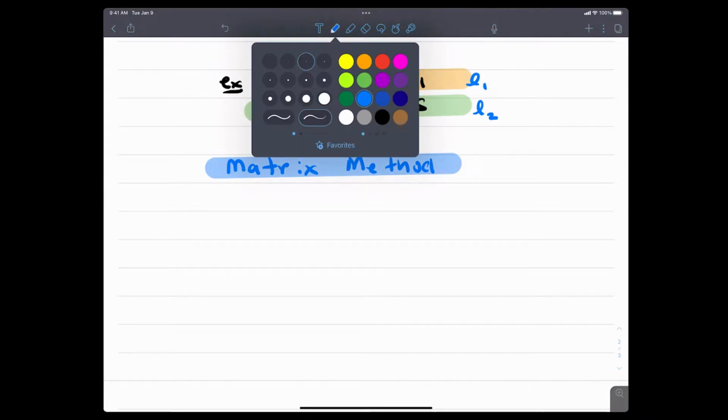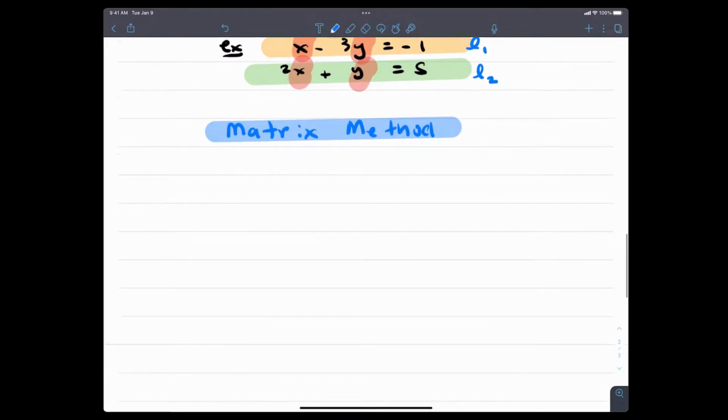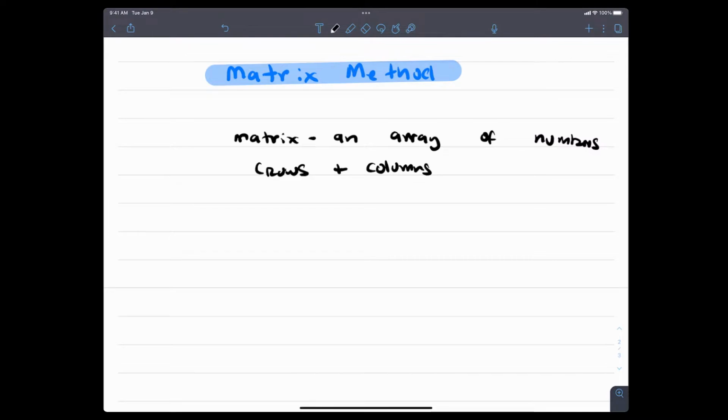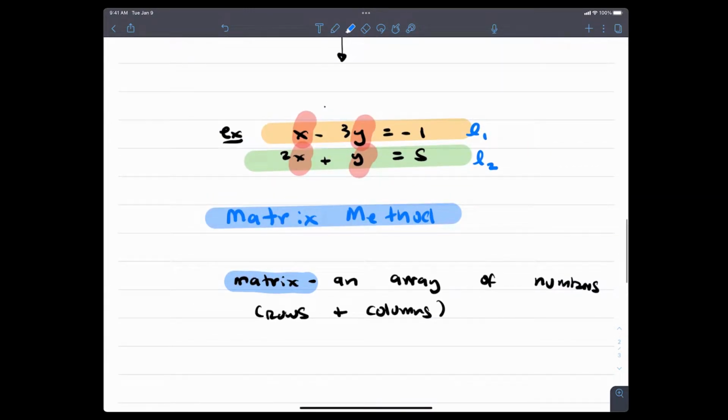Now, in order to talk about the matrix method and what a matrix is, I'm going to tell you guys, generally speaking, what a matrix is. You guys know what a matrix is? A matrix is we call an array of numbers. And you go, an array of numbers. Yeah, you have what's called rows and columns. Rows and columns of numbers. This is a matrix.